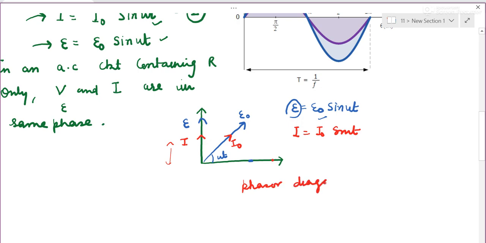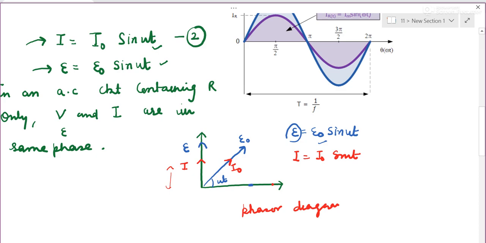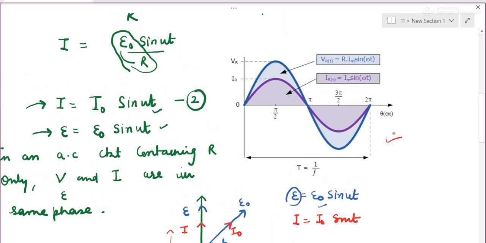Okay, now we have to do a graphical presentation also. So this is the graphical presentation. You can see it is simple. Both are a function of sine. So sine curve they will draw. Upper one will be voltage, V is equal to V naught sin omega t or E is equal to E naught sin omega t. And the lower one is for current.